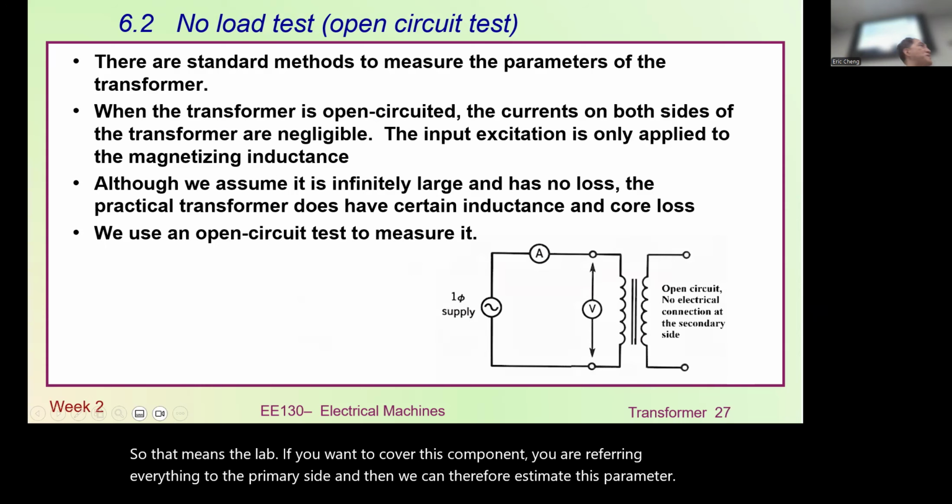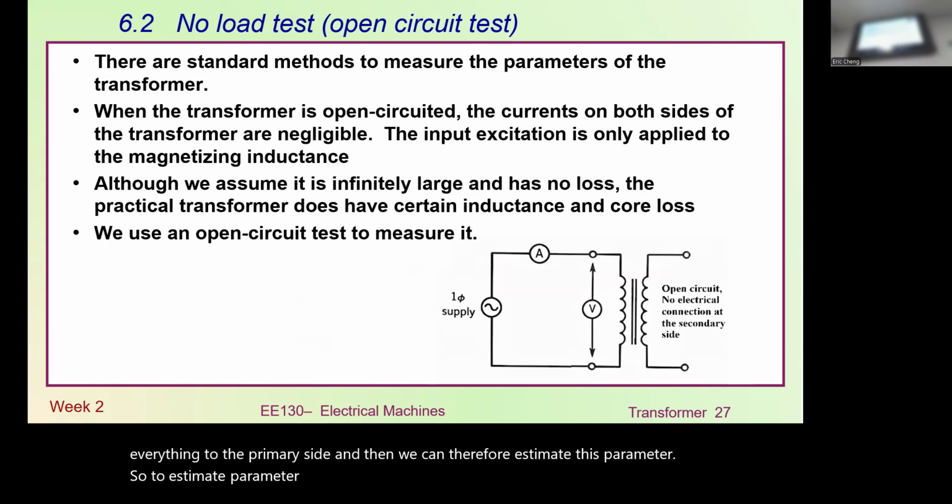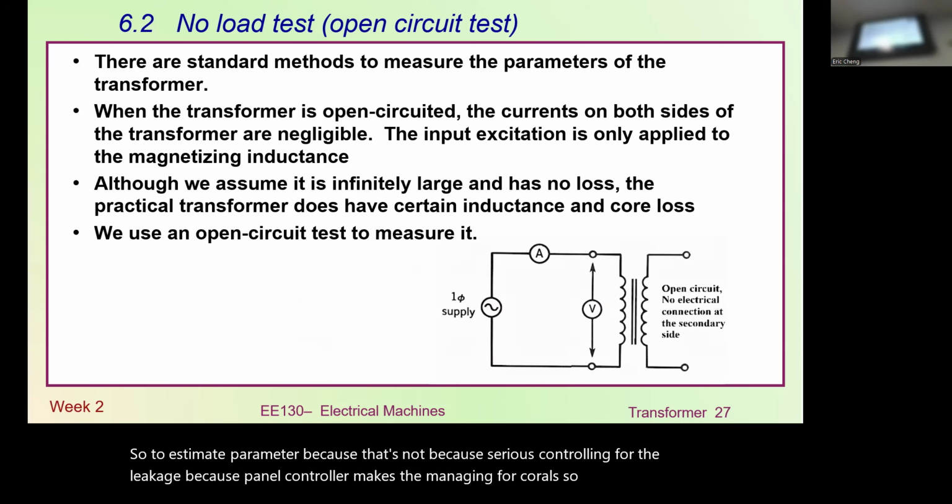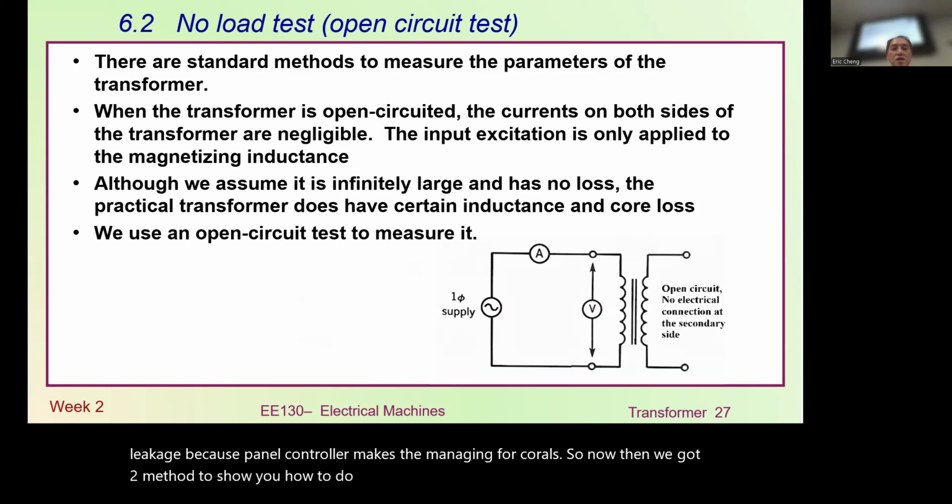So to estimate the parameters, because just now we got a series component for the leakage, and we got a parallel component with the magnetizing or core loss. So now we have two methods to show you how to do that. One is the open circuit test.